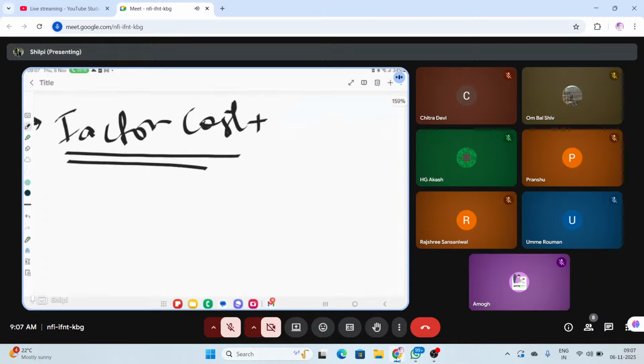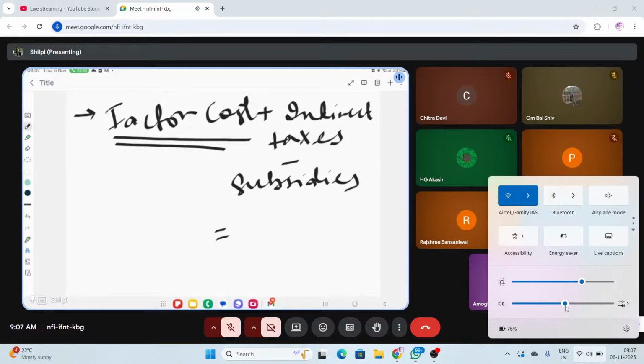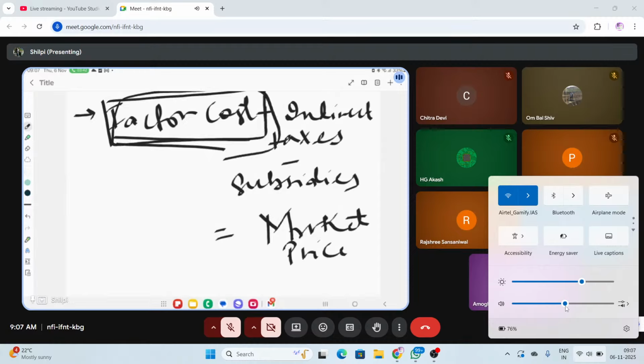Now, if we add all the indirect taxes that are imposed by the government on that particular product, and at the same time, if we deduct all the subsidies that are being provided by the government for that particular product, we get the price at which that product is sold in the market, and that is known as market price. So, this is the relationship between the factor cost and market price. That is the first relation that you need to know. That if the product is manufactured in the factory, all the cost that has been incurred by the manufacturer at the end of producing that product is known as the factor cost of the product.